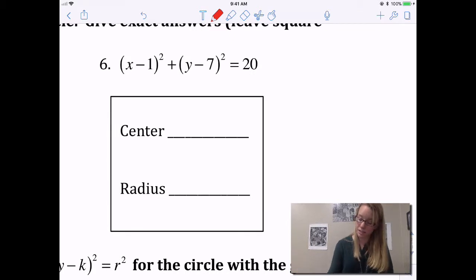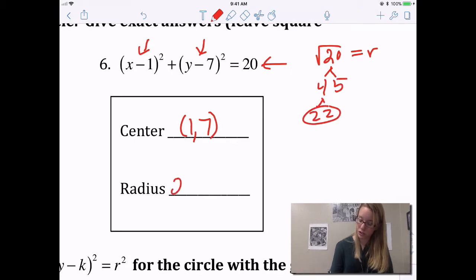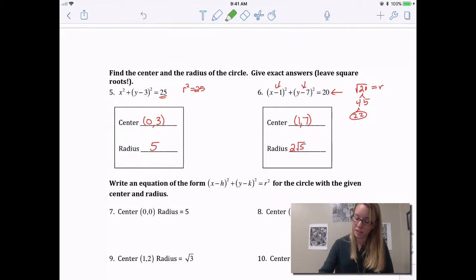Then 6, my center is 1, 7, because I've got an opposite and an opposite. And then the square root of 20, if I say that this is r, then I can actually break down 20. Think about back in chapter 7. So I've got 2 radical 5. Okay, it's also 4.47 if you plug it into your calculator, but they do want you to give exact answers or leave the square roots. Okay, so we'll just use simplified radical form. So that's if you are asked to find the center and radius.